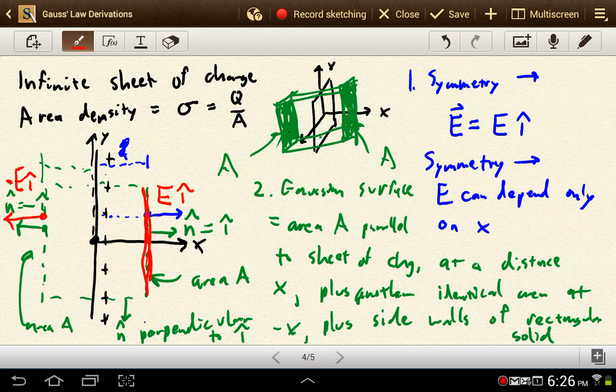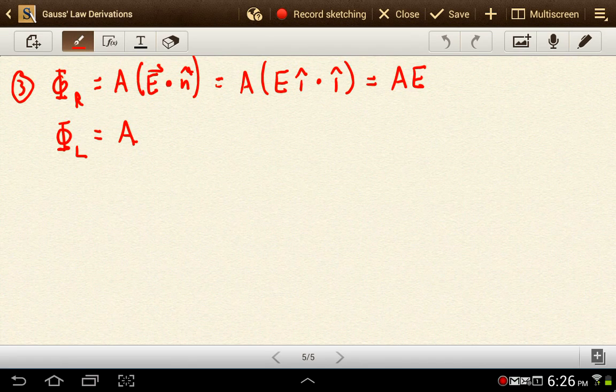Because you're the same distance away, here you're a distance x away on the right-hand side, and it has a magnitude of E and goes in the i hat direction. Here you're a distance x away on the left-hand side, so this has a magnitude E, and it goes in the negative i hat direction. So what we can say here is that this left face that I just pointed out to you has the same area as the right-hand face.